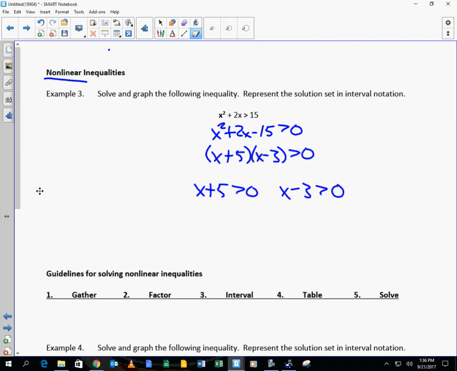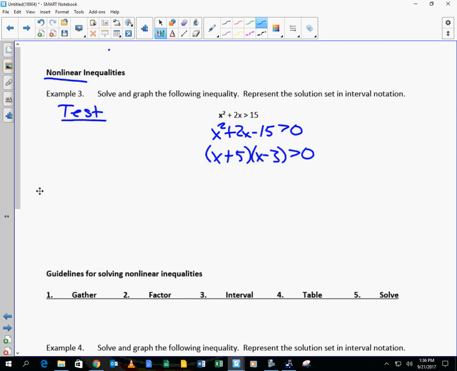You're invoking the zero product property, aren't you? Well, that's the zero product property of equality, not of inequality. You got two options here, folks. Test or graph. We're going to practice both today, and this will give you an idea of what we will have to do tomorrow, because tomorrow you have to just test or graph. Here we go. I make a number line. I plot that negative 5, and I plot 3.